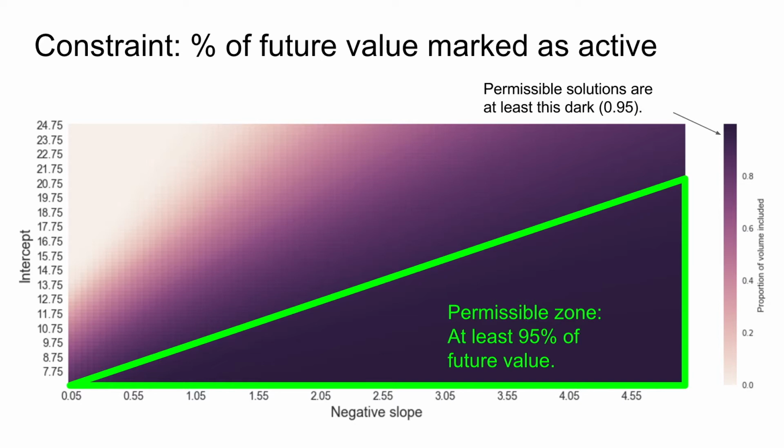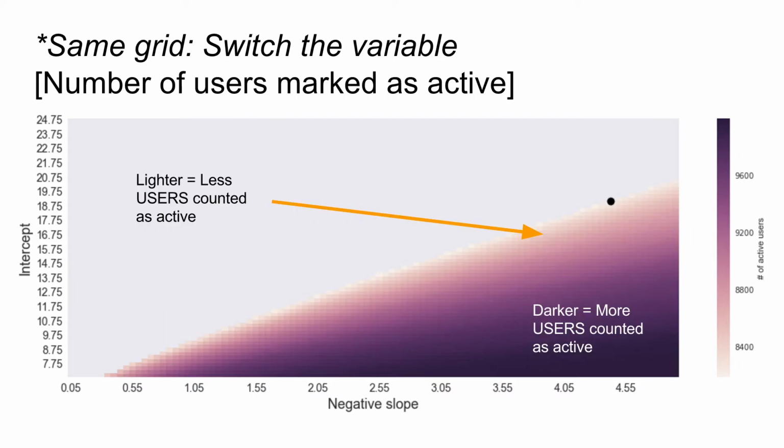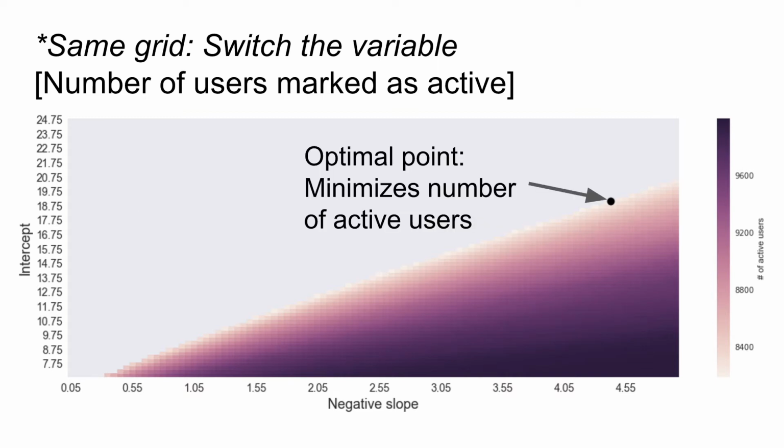So if we flip the variable in the graph, it's the same grid, but now I'm showing you how many users are being counted as active by that rule. So darker means more users are being counted, lighter means less, but we want the least number of users. So if you search over this grid and pick the smallest number, you end up with this black dot here. So that one identifies a particular line slicing through the graph that picks the least number of users as being active while maintaining at least 95% of the future value of the users counted as active.